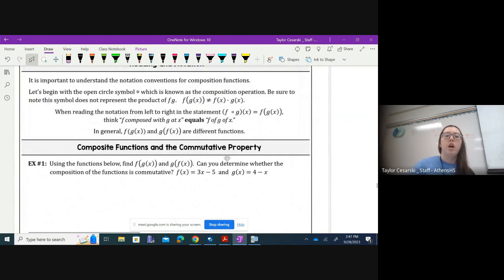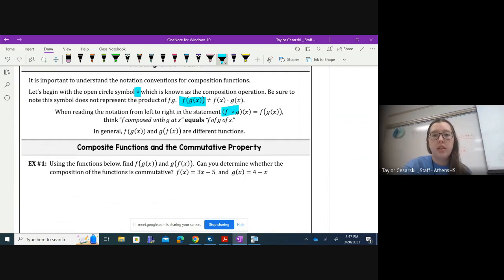Okay? One thing with notation, sometimes you will see this written with an open circle. Okay? This is f of g of x. This says the same thing, f of g of x. You may see it written one of two ways. They both mean the same thing. Composition does not work both ways, so f of g of x is not necessarily the same thing as g of f of x. And let's go ahead and look at that.